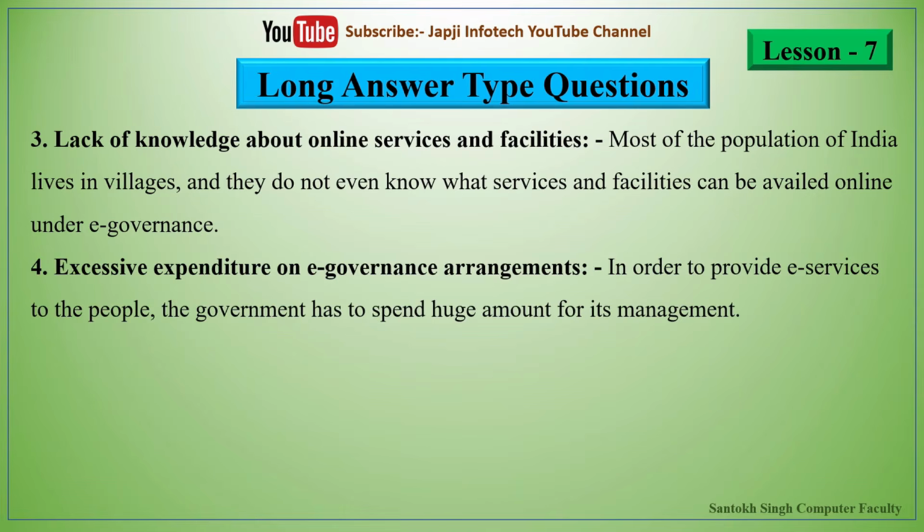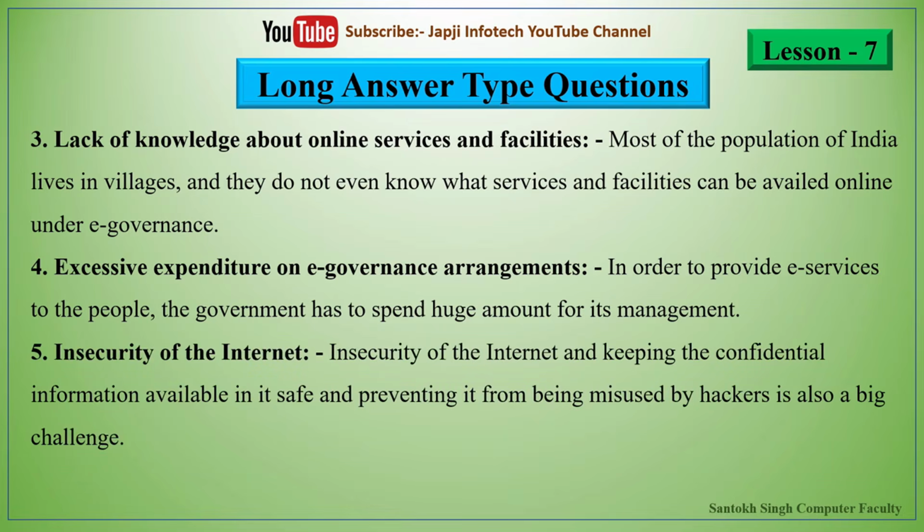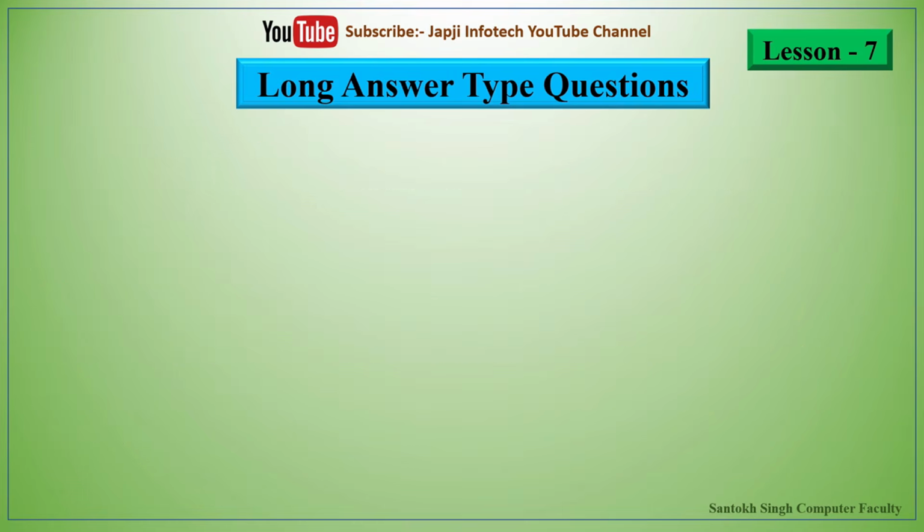Fourth one is excessive expenditure on e-governance arrangement. In order to provide e-services to the people, the government has to spend a huge amount on its management. Fifth one is insecurity of the internet. Keeping the confidential information available on it safe and preventing it from being misused by hackers is also a big challenge.